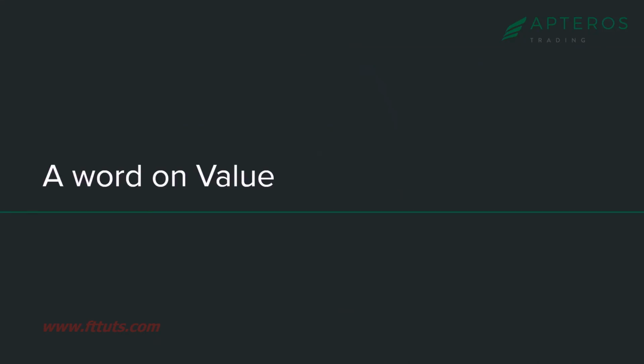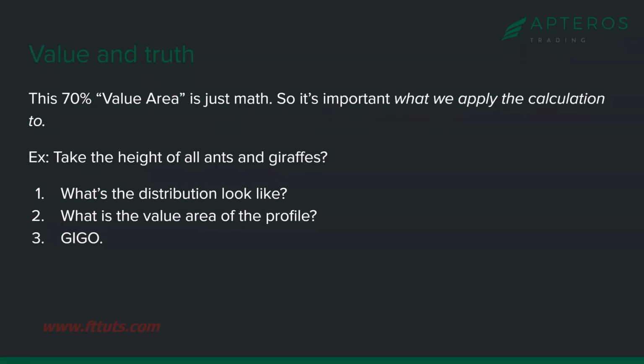Quick word on value. We talked about it. It's 70% around the point of control. So it's important what we apply the calculation to. So this is a fun little example here. What if we said, you know what, let's get the height. Let's get all the data we can.